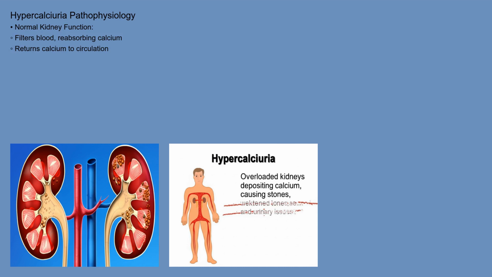This excess calcium in the urine can then lead to the formation of calcium-based kidney stones, microscopic deposits in the kidney tissue called nephrocalcinosis, and other urinary tract problems. This disruption of calcium homeostasis can also impact bone health over time, potentially leading to decreased bone density.